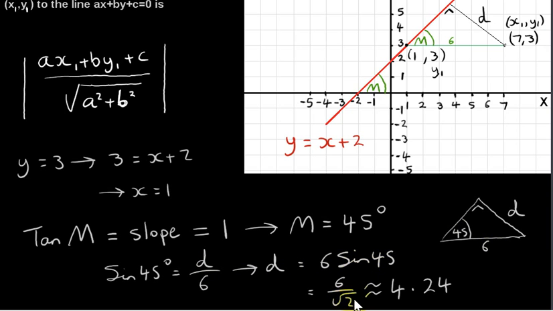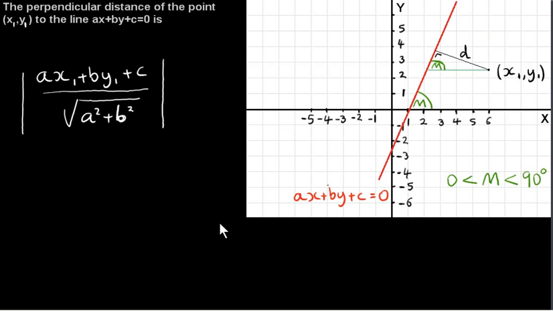Sine 45 is 1 over root 2, so to 2 decimal places we find that D is 4.24. Now let's look at the general case. We have our line in the form ax plus by plus c equals naught. First of all, I will consider the situation where the line has positive slope. In other words, the angle between the positive x-axis and the line is an acute angle, an angle between 0 and 90 degrees.